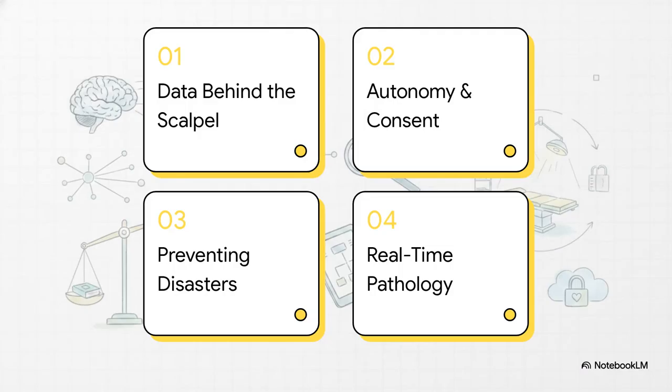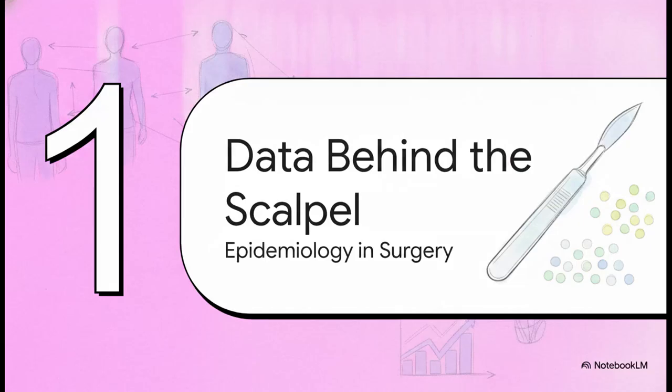So we're going to break this down into four main pillars today. We'll start with the data behind the scalpel, move into patient autonomy and consent, then look at how we prevent absolute surgical disasters, and finally, wrap up with real-time pathology decisions. Okay, kicking things off with Section 1, the data behind the scalpel.